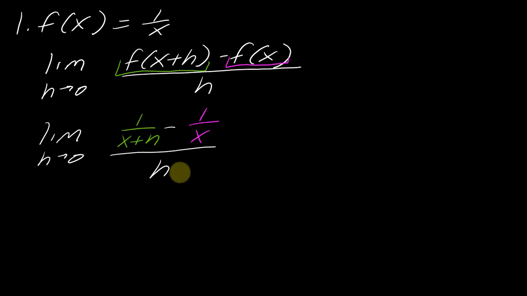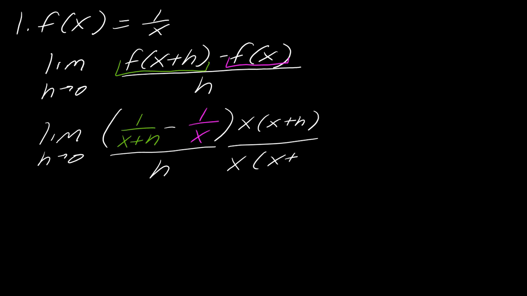And so the way I like to approach these is I like to just clear out the denominators. So when I look at these two fractions, what is the least common denominator between those two fractions? Well, that would be x times x plus h. That would be my LCD. Now, whatever you do to the top, you also have to do to the bottom. So it's kind of like I'm multiplying now by really this fraction.